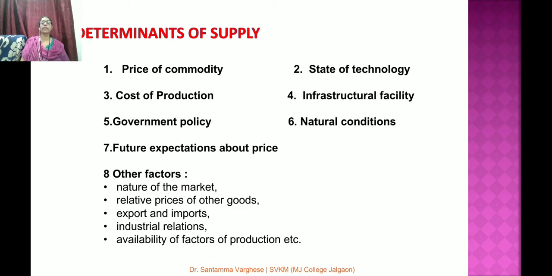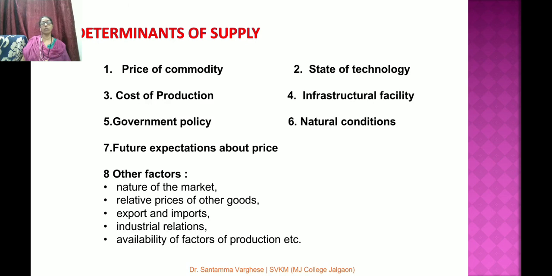Now, determinants of supply. Students, this year for the chapter determinants of supply, you need not learn it by heart, but while you study the law of supply, you have to remember the determinants of supply. If you study the determinants of supply, it will be easy for you as you go further into the law of supply. So, we can see here 8 determinants of supply. They are: price of a commodity, cost of production, government policies, future expectations of price, state of technology, infrastructure, natural conditions, and other factors.